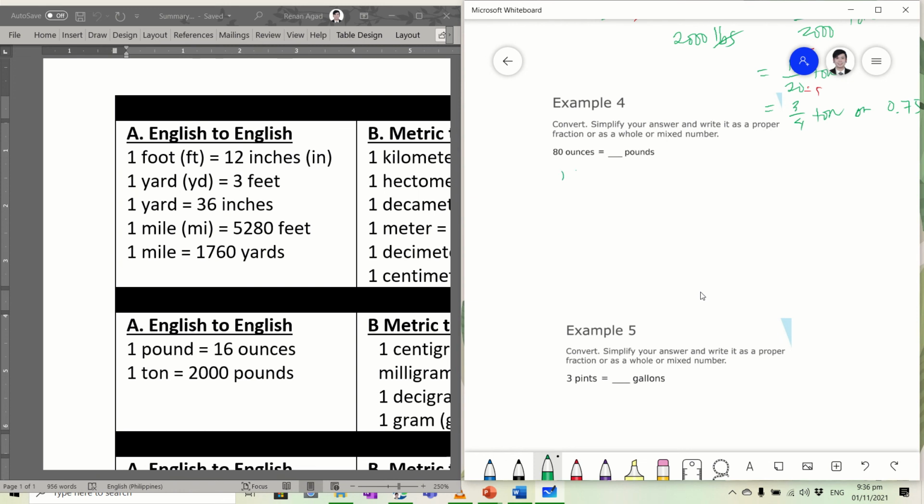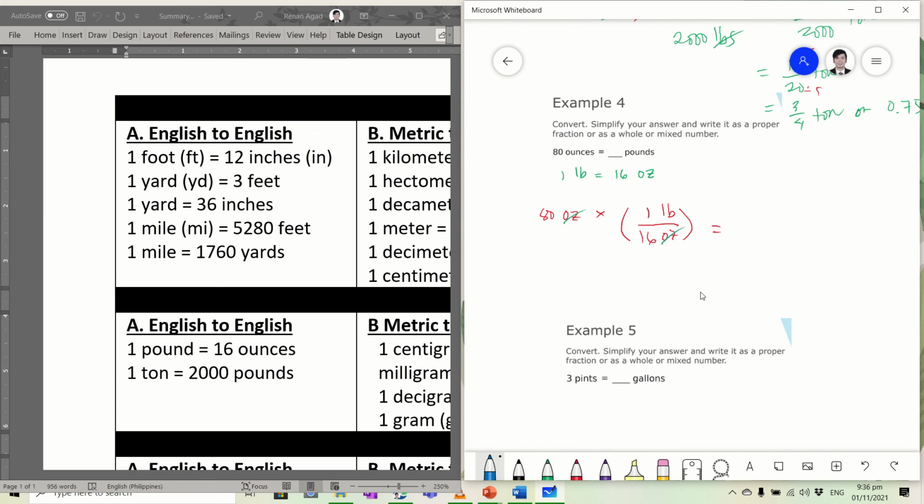1 pound is equal to 16 ounces. So ounces, its abbreviation is OZ. Okay, so we write the given 80 ounces. Then we multiply it with our conversion factor. Okay, so the ounces should be in the denominator because the given is ounces. So put LB on top or pounds. So 1 pound. So the ounces will be cancelled out.